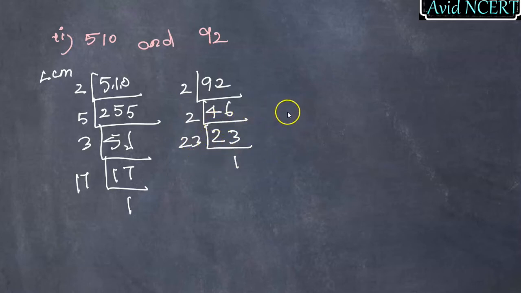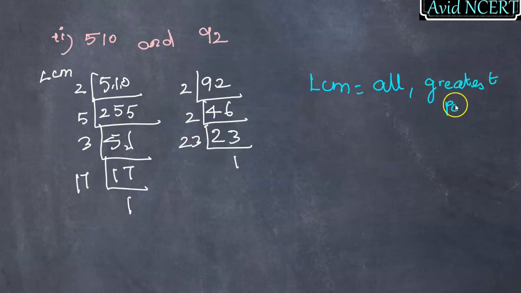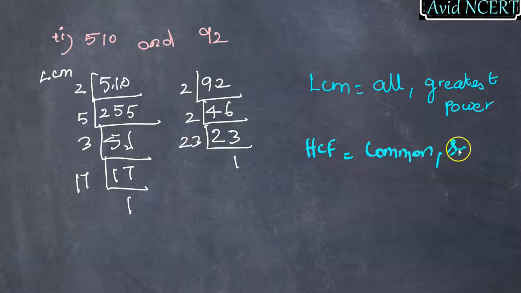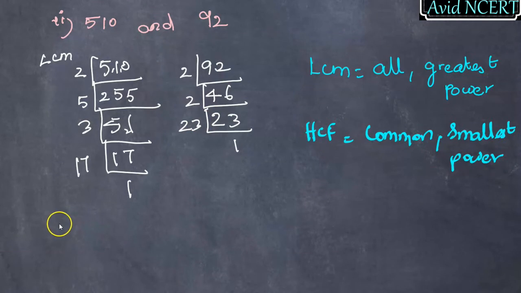Now we need a formula. For LCM, you have to take all the factors, and if there are any common factors, then you have to take them with the greatest power. For HCF, you have to consider only the common factors with the smallest power.